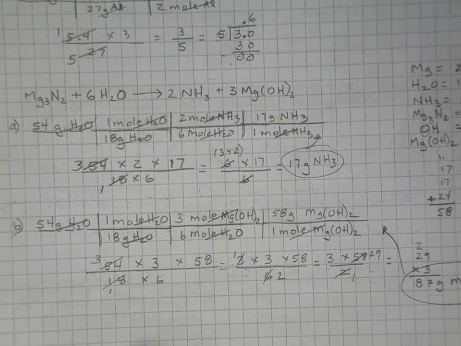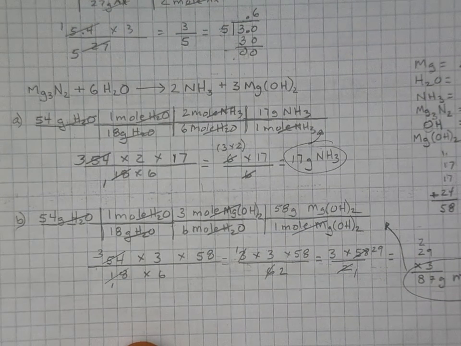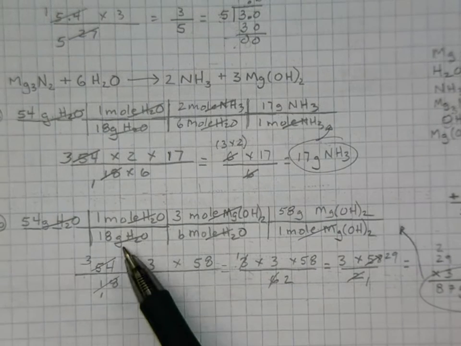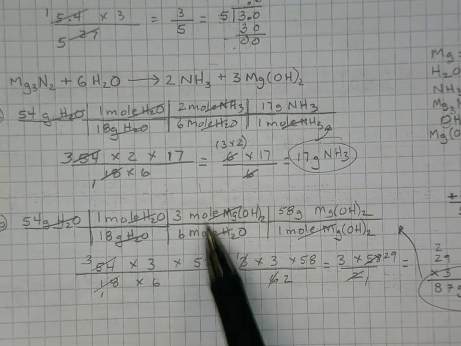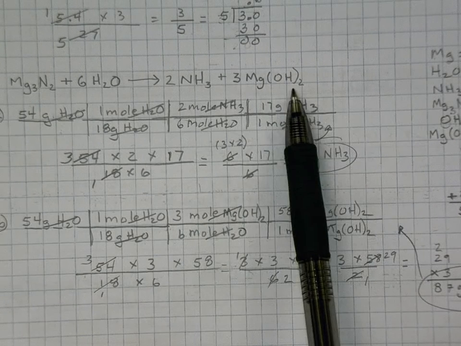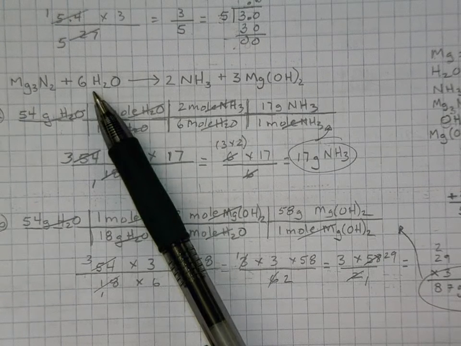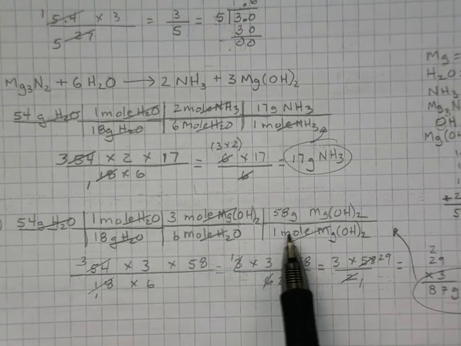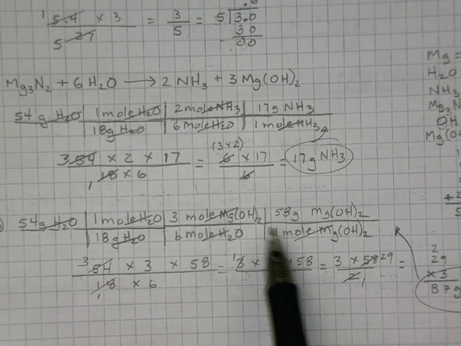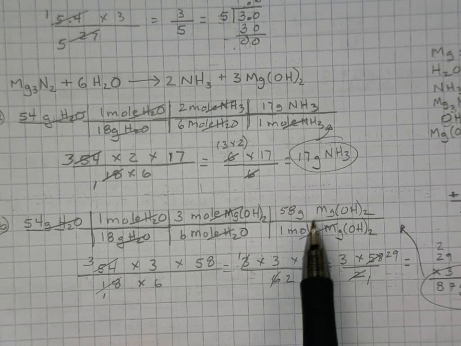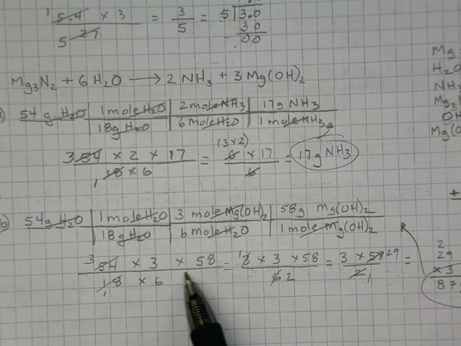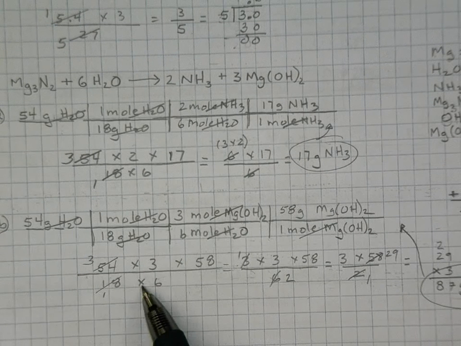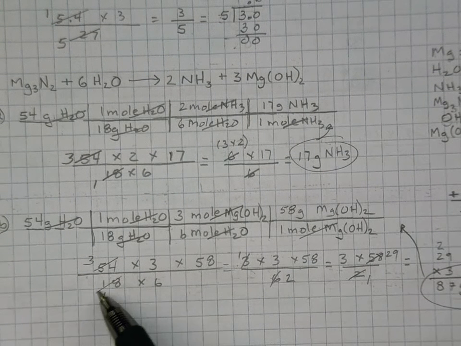And then lastly, part B, we're given 54 grams of water. Using the molar mass for water, we divide it by the molar mass. And then we need to set up our mole ratios. We have 3 moles of magnesium hydroxide, converting from 6 moles of water. And then we end up with moles of magnesium hydroxide, and we need to convert that into grams because this is a gram-gram problem. So we end up with, in this problem, 54 times 3 times 58 divided by 18 times 6. And then we can cancel out 18 and 54, 3 to 1.